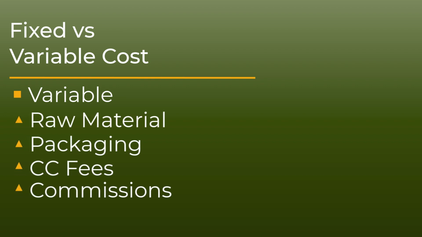A variable cost changes when you make or sell more of whatever it is you make or sell. Raw materials, packaging, credit card fees, and sales commissions are all variable. They go up or down with the changes in sales volume.